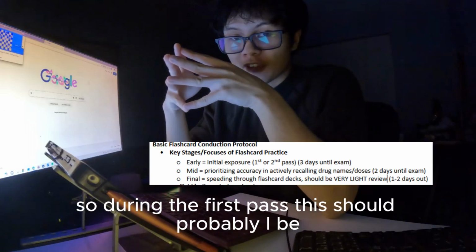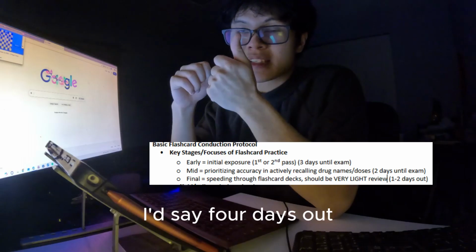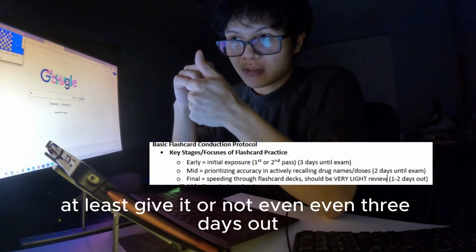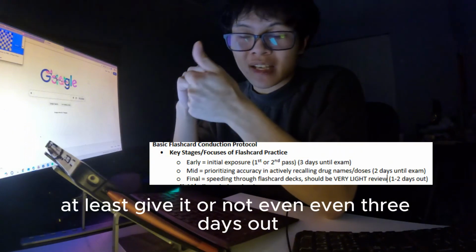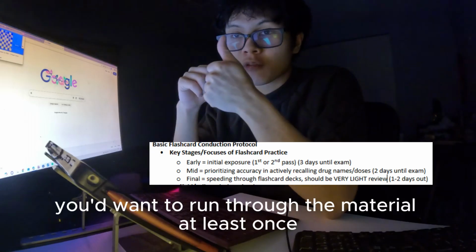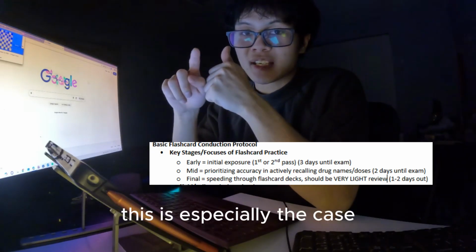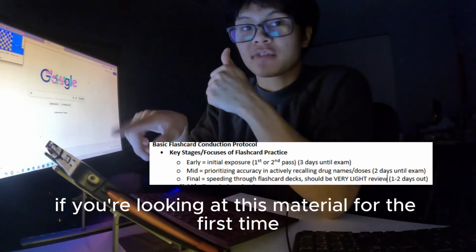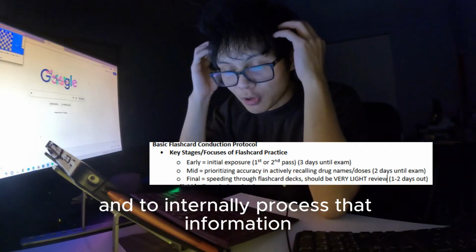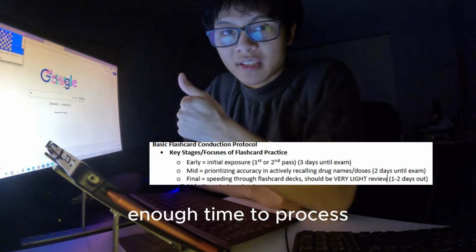So during the first pass, this should probably be, I'd say, 4 days out at least, or not even, even 3 days out. You can do it as late as 3 days out. You'd want to run through the material at least once. This is especially the case if you're looking at this material for the first time, because your brain needs time to adjust and to internally process that information. So you need to make sure that you're giving it enough time to process.